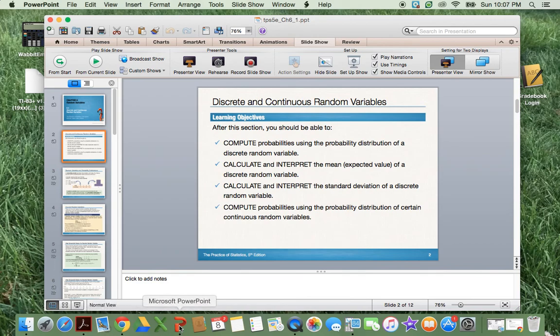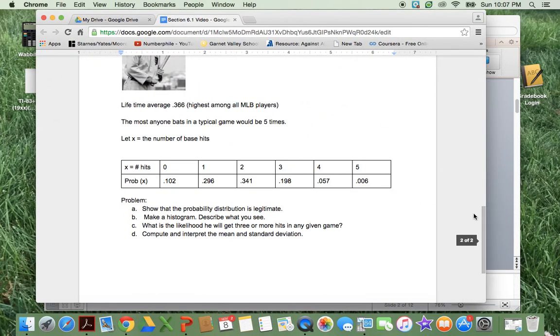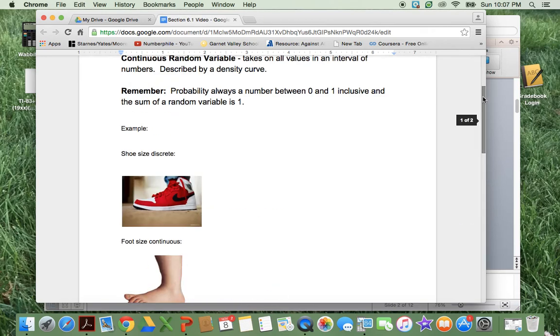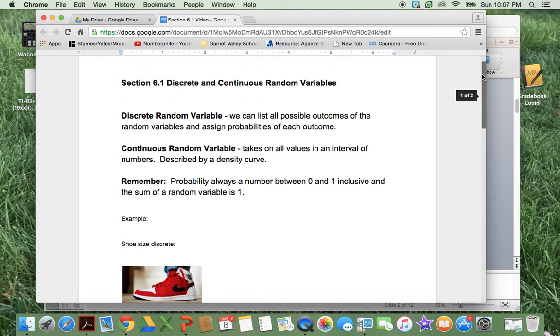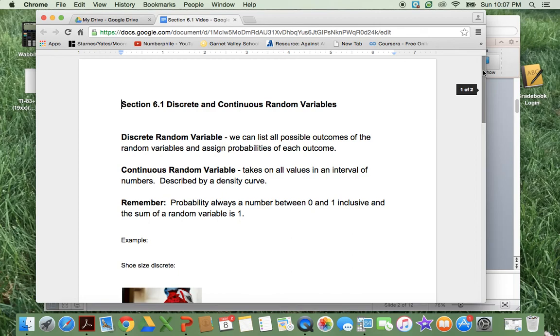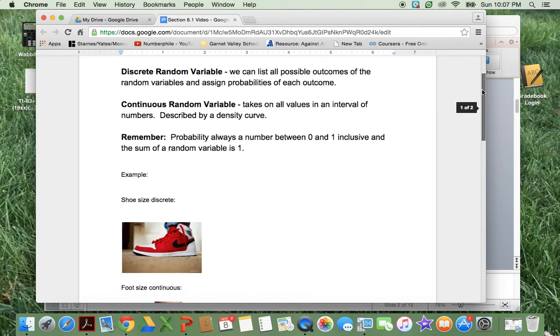We're going to look at my example here. First thing we're going to talk about is the difference between discrete and continuous random variables. Discrete are numbers that are countable, where you can list out all the possible outcomes. Continuous, those values can take on any number in an interval, any value in an interval.